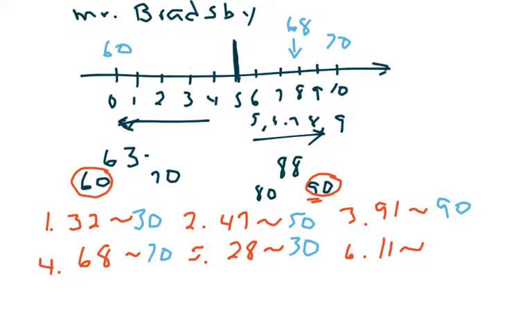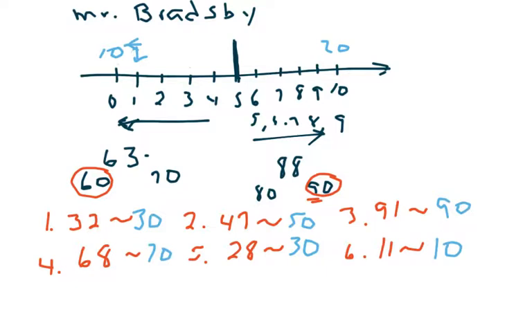And 11, there's a nice one, 11. Let's see here. What two tens is 11 between? 11 is about 10, or it's 20. 10, 11 would be here, much closer to the 10. Okay, so that's rounding off.